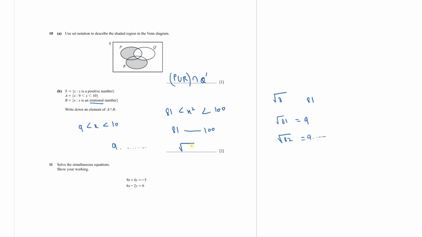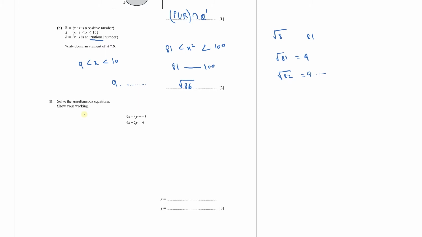So you can write basically anything, square root of, let's say, 86. It will be 9 point something, so it will be greater than 9, and it will be less than 10, because square root of 100 is 10. So you will satisfy this condition where X is between 9 and 10, and X is also an irrational number. So square root of 86 or square root of 90. Any square root of any number between 81 and 100 will be a correct answer for this question.